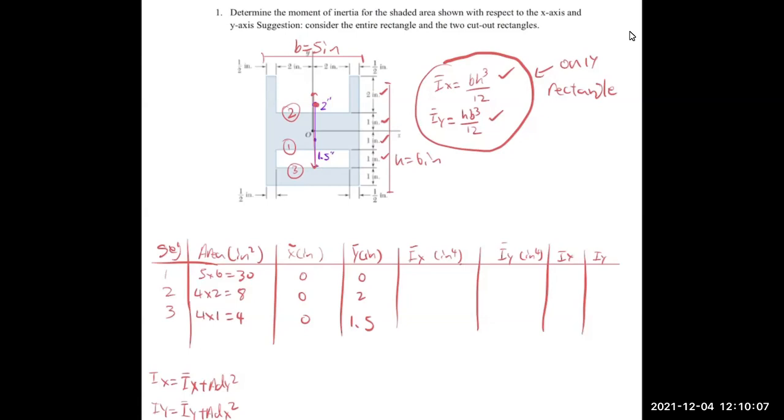Okay, so let's do it. For segment one, the width is 5, the height is 6. Don't forget the cube divided by 12, and we get 90 inch to the fourth. For segment two, the width is 4, the height is 2. Don't forget the cube divided by 12, get 2.67. And for segment three, we have 4 multiplied by 1 cubed divided by 12, and we get 0.33.